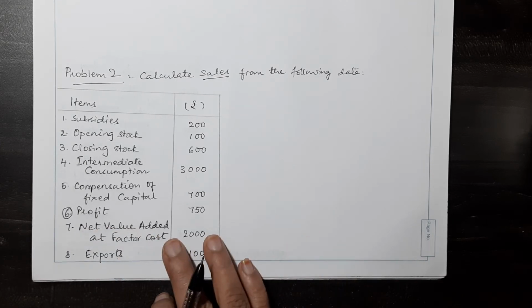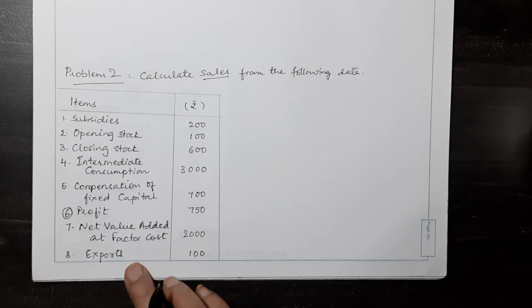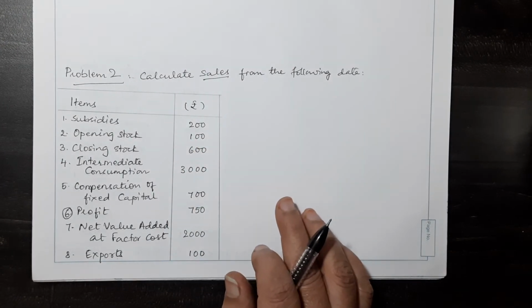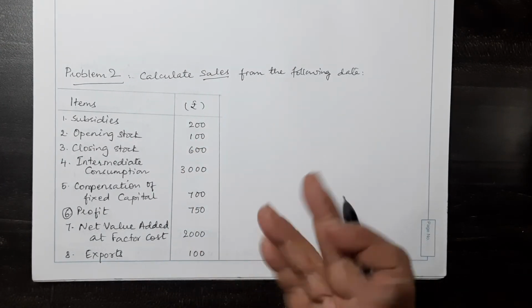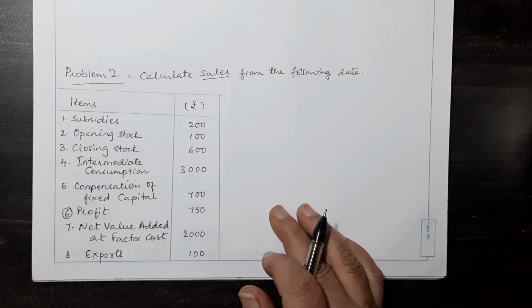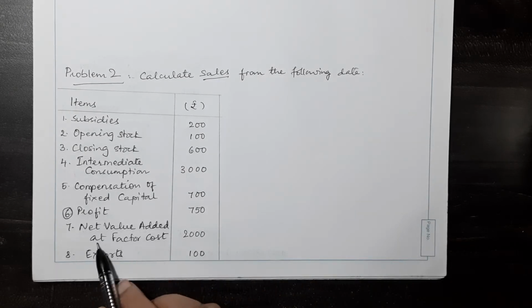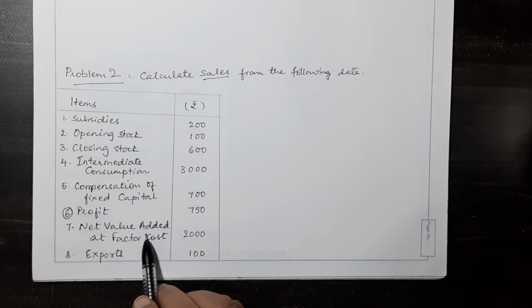Then net value addition is given, exports is also given to us. So, exports is actually a part of sales. So, that we will see later after we calculate. We need not include it actually if he is asking us for total sales, right? So, now we will begin with net value added at factor cost.